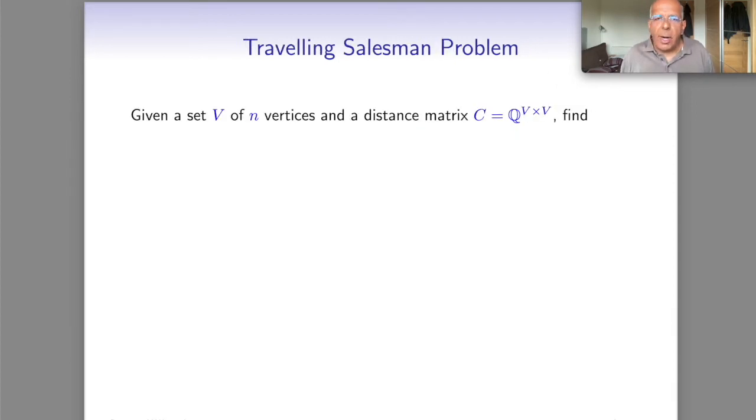So how is the traveling salesman problem a linear program? Well, let's start first of all by defining the problem itself. The problem is we're given a set V of vertices. We call them n vertices, so n is the number of vertices. And we are given a distance matrix. What is a distance matrix? It is a matrix of rational numbers indexed by V cross V. In fact, I should assume that these are all non-negative rational numbers. So that's the input to the problem.